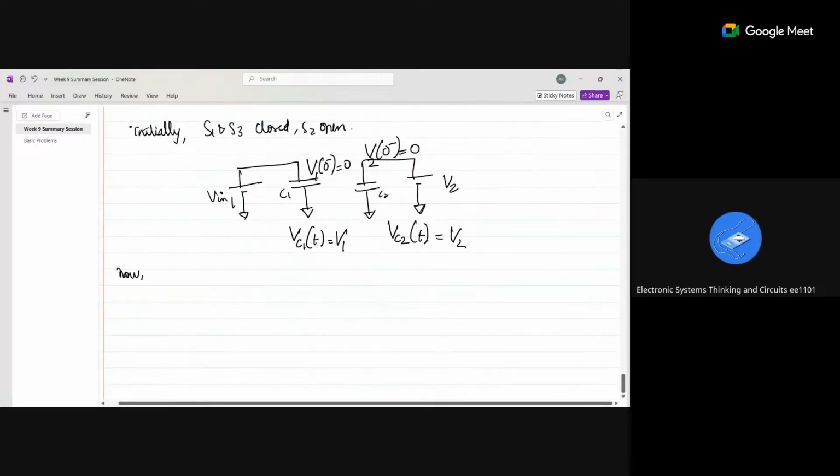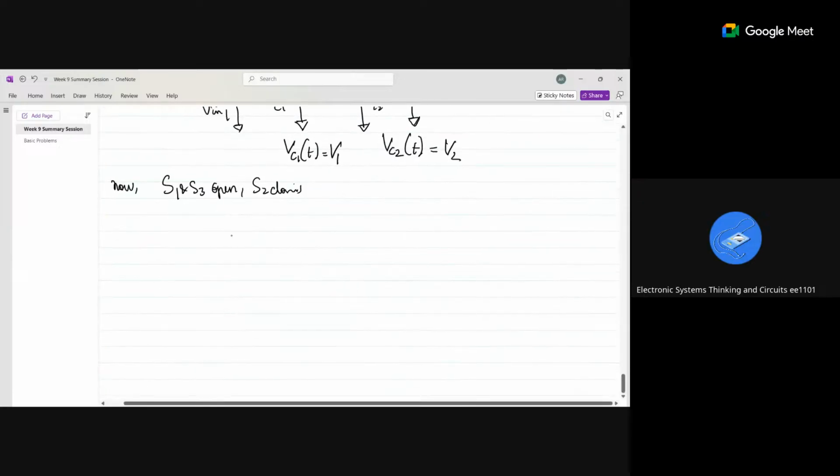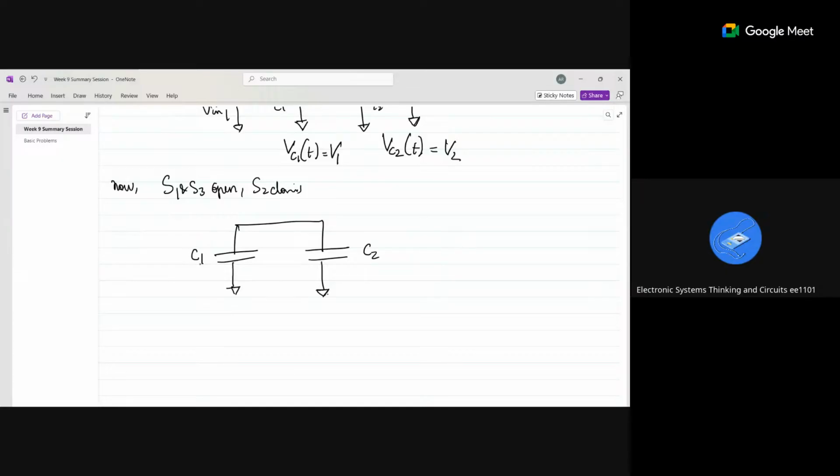Now, S1 and S3, I am opening, and only S2 I am closing. So my circuit will become like this: C1, C2. Now, what is the charge stored here at the initial point? After connecting, V1 is the voltage here, whereas V2 is the voltage here. So initially, Q1 is C1 V1, whereas Q2 is C2 V2.